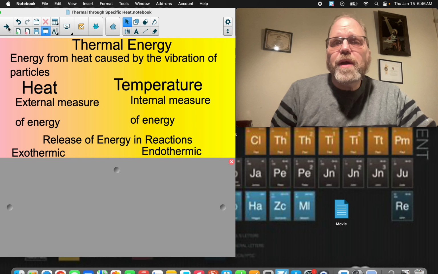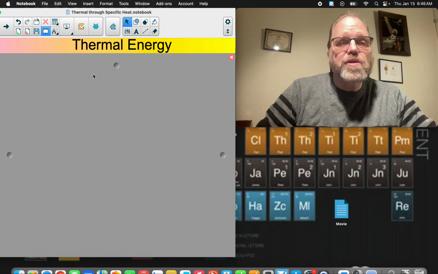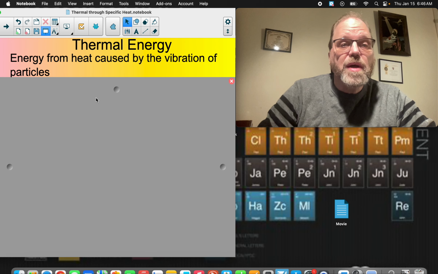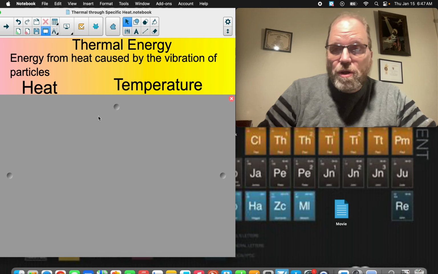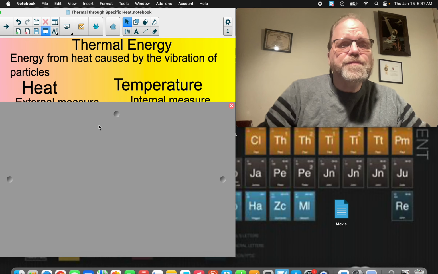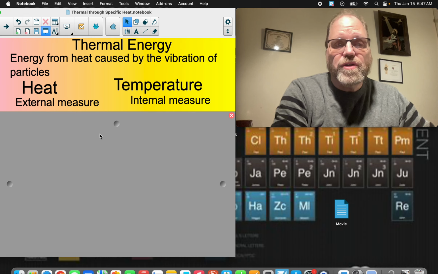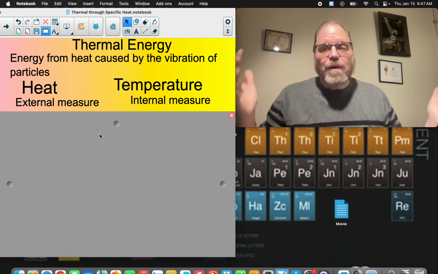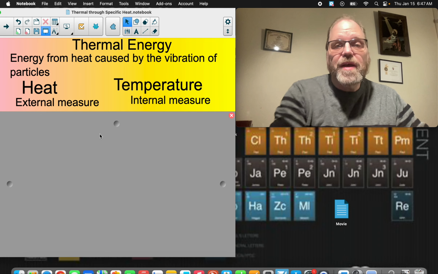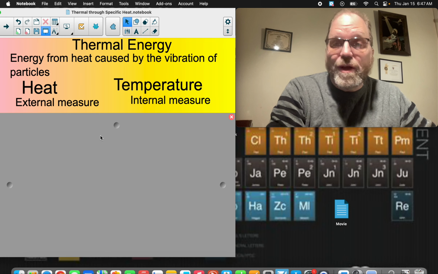Alrighty, now we're looking at thermal energy. Thermal energy is defined as energy from the heat caused by vibration of particles. We have either heat or temperature. Now people think these are interchangeable, they're not. Heat is an external measure of energy, so how much energy we have on the outside, that's considered heat. Temperature is expressed in the internal measure of energy.